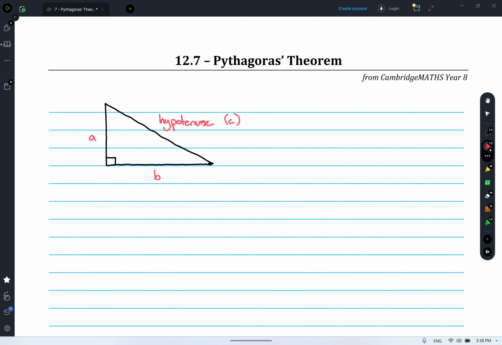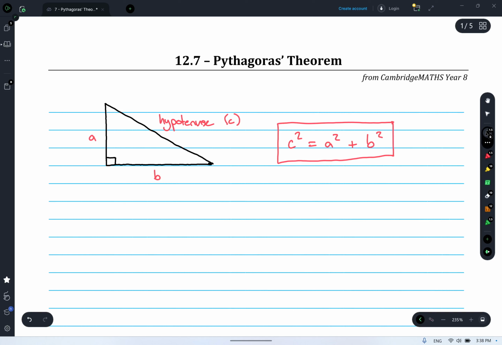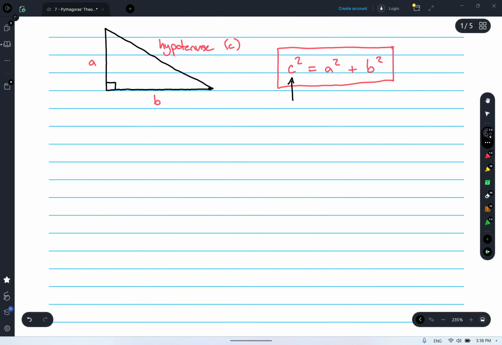So the actual Pythagoras theorem itself says that C squared equals A squared plus B squared. So this is the most important thing we're going to be focusing on today. What this tells us is if we got the length of the hypotenuse and we squared it, that would equal the sum of the squares of the other two sides. We'll show this in a few examples now.